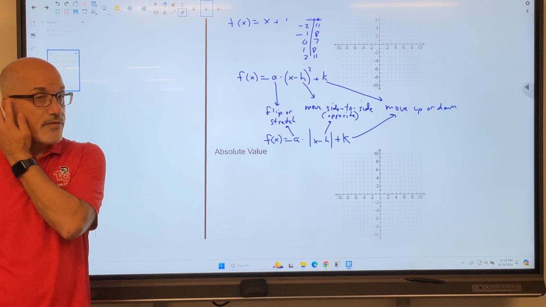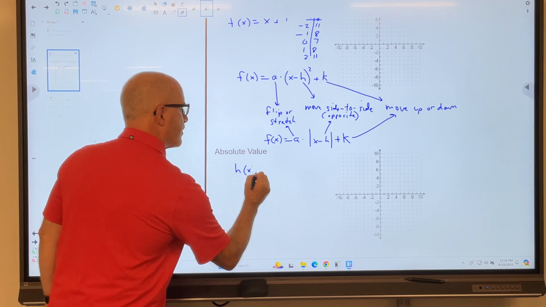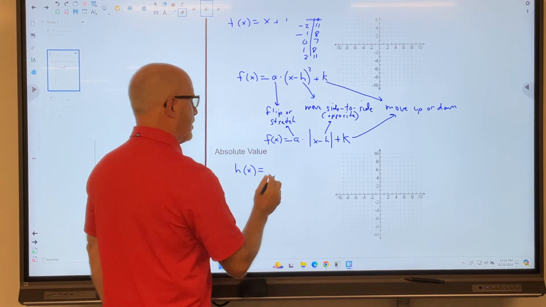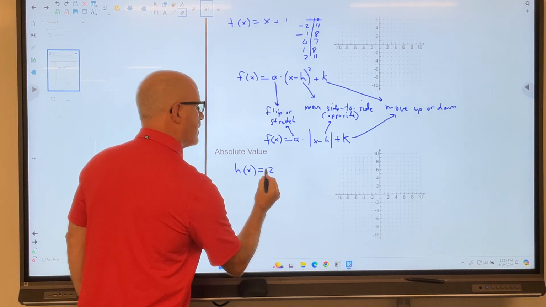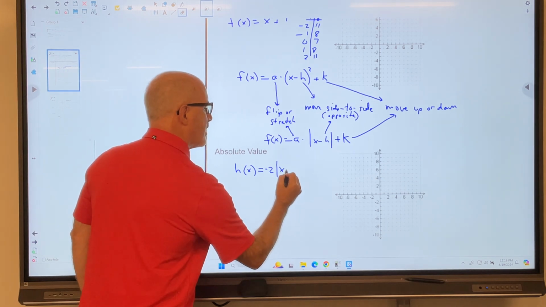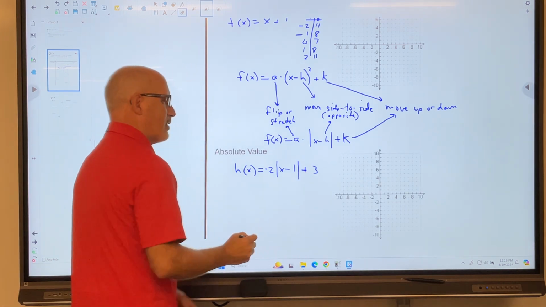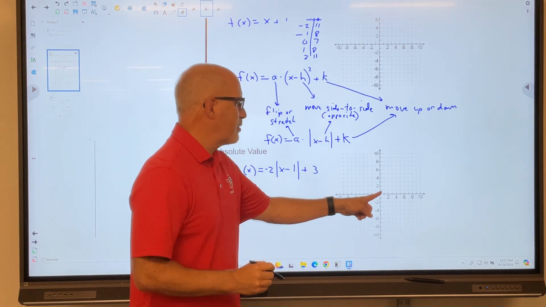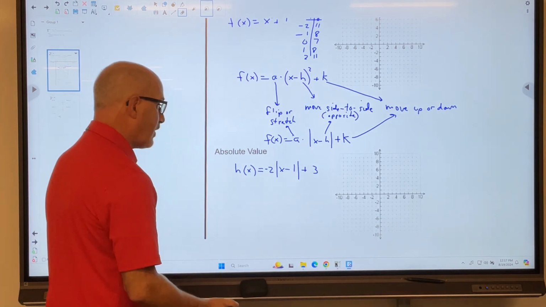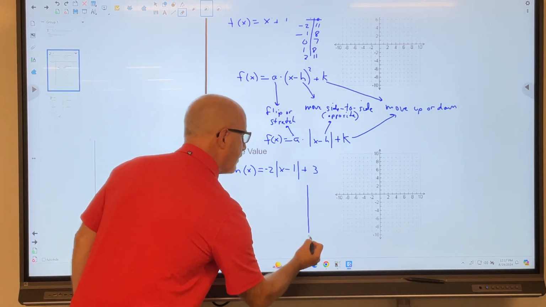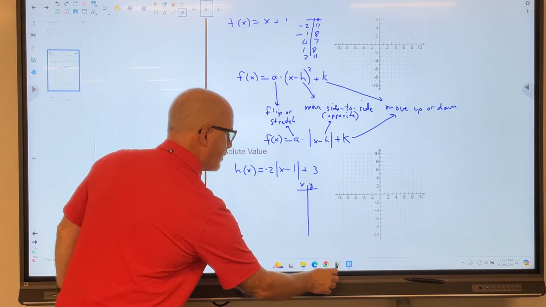All right, so let's do an absolute value graph. Let's do h of x; we can use different letters for our functions. h of x is equal to -2 times the absolute value of x minus 1, plus 3. Now this minus 1 is going to move it over 1 unit, the plus 3 will move it up 3 units, and this -2 will flip it over and stretch it down. So let's set up a table for that, and we'll look at our graphing calculator to help us out.